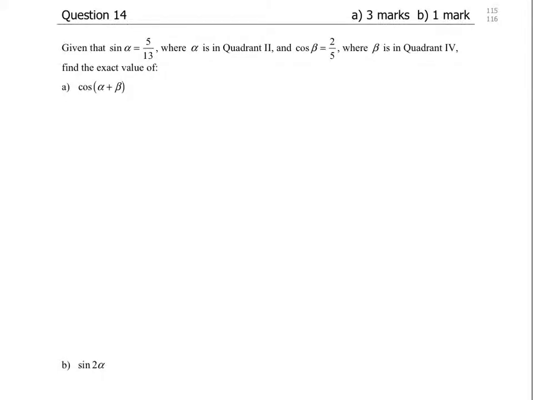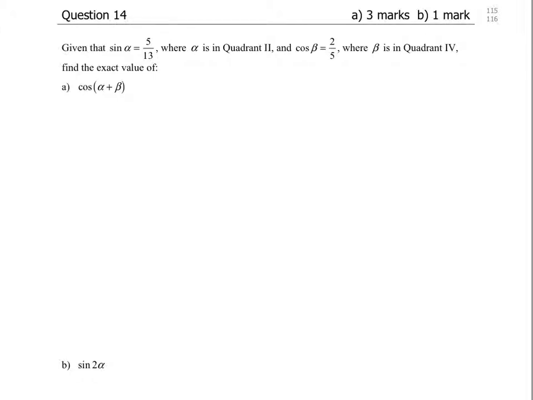Question 14. Given that sine of alpha equals 5 over 13, where alpha is in quadrant 2, and cos of beta equals 2/5, where beta is in quadrant 4, find the exact value of cosine of alpha plus beta.